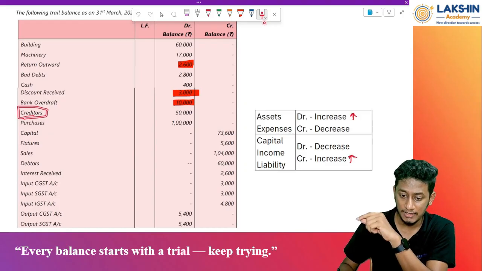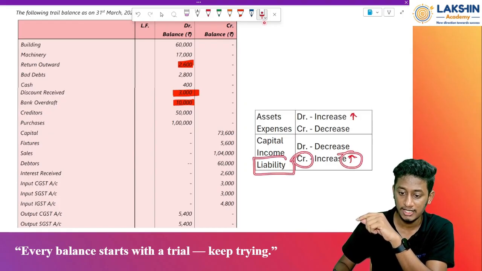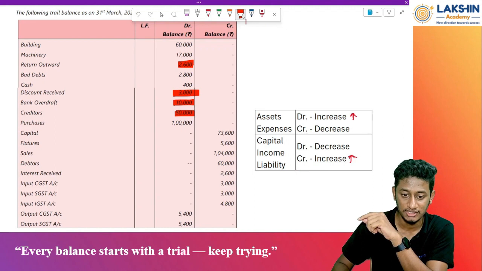Then going ahead, creditors. Again, creditors are my liability. Increase, credit. So this is taken on the debit side, so this is also wrong.